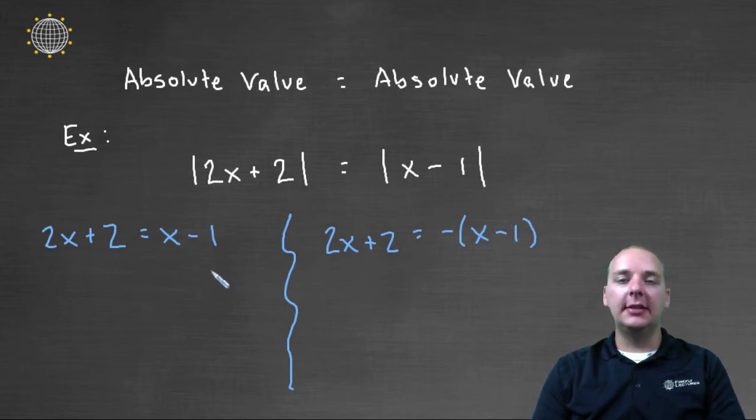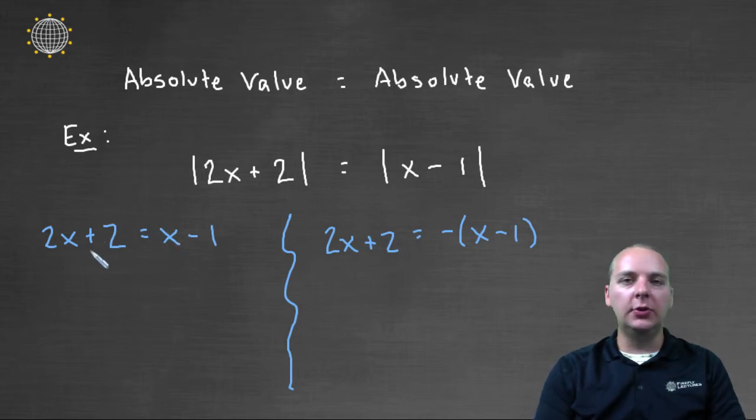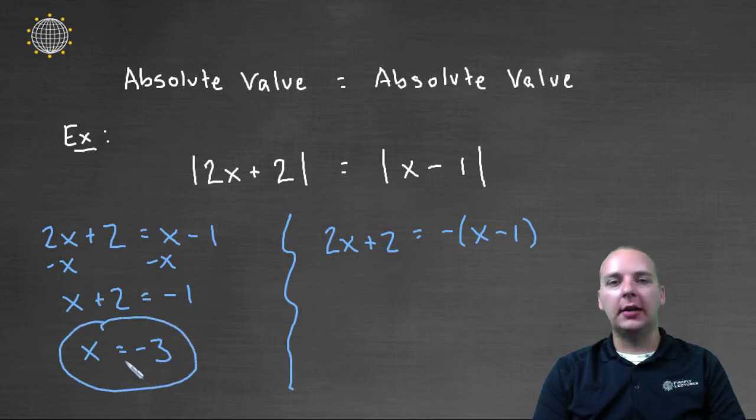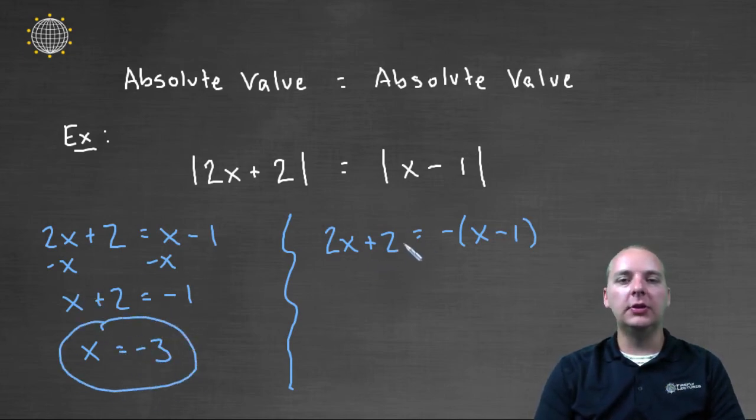Now the thing that's nice about these 2 equations is they don't have absolute values, and we can solve them as we typically would. So for this equation, we know the drill. We put the x's on one side and the constants on the other. If you subtract x from both sides, then you get x plus 2 equals negative 1, or you'd get x equals negative 3 if you subtracted the 2 to the right. So there's one solution.